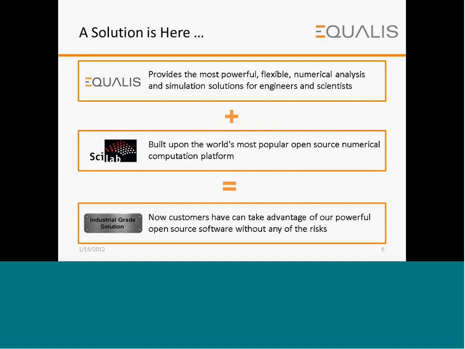Now let's look at the solution we provide. Equalis, along with Scilab, provides an industrial-grade solution. Equalis provides the most powerful, flexible numerical analysis and simulation solutions for engineers and scientists. Our solution is built upon Scilab, which is the world's most popular open-source numerical computation platform, which in turn provides an industrial-grade solution from which customers can take advantage of our powerful open source software without any of the risk.